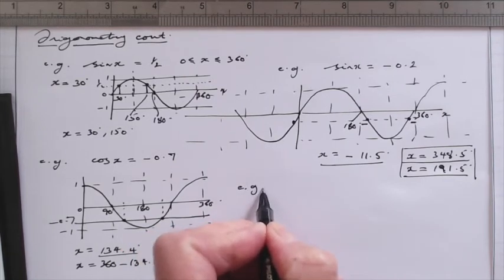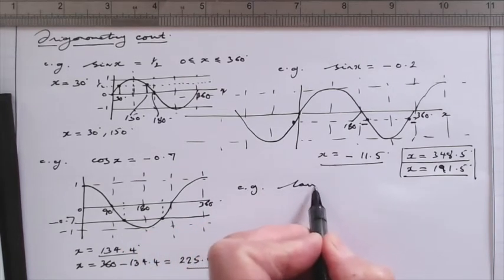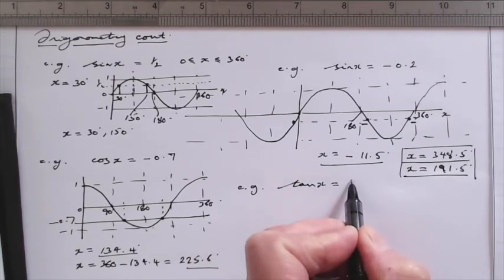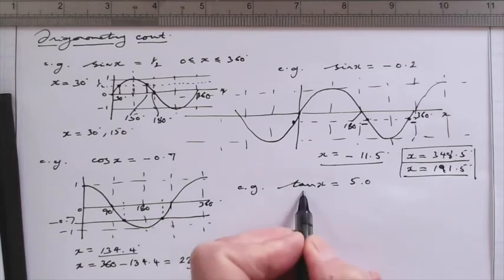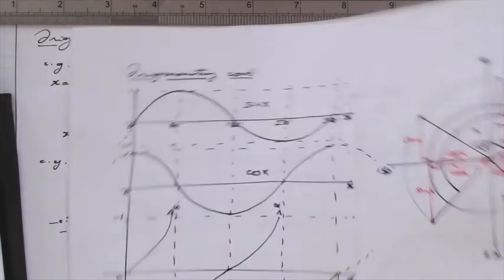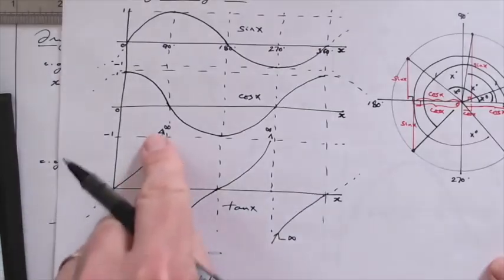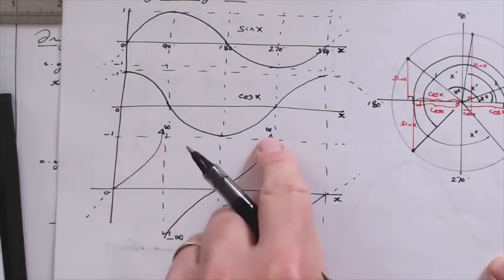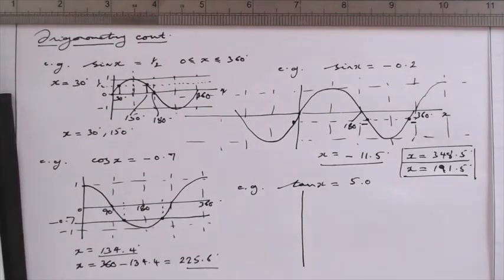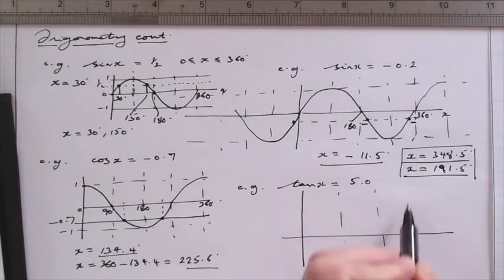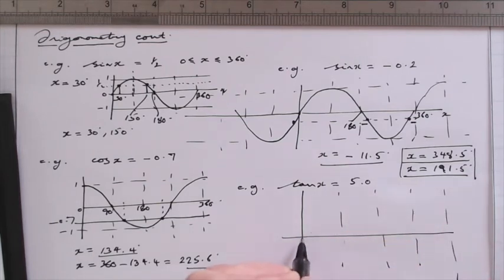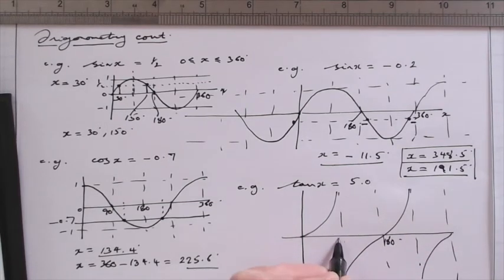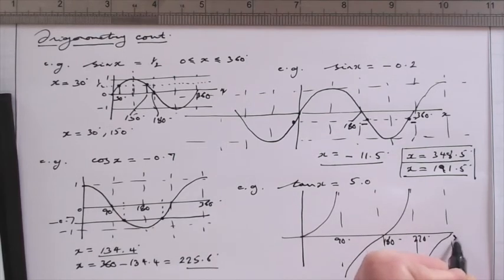Let's just do one more example. Let's do an example with the tangent function. Tan x equals, let's say, 5.0. Now the tangent function repeats every 180 degrees. You see, even within 0 to 360 it repeats. So the tangent function repeats every 180 degrees, and that's worth bearing in mind. It doesn't have any bound on its size. It goes from minus infinity through 0, back up to infinity again, and so on. Here's 180 degrees, 90 degrees, 270 and 360.